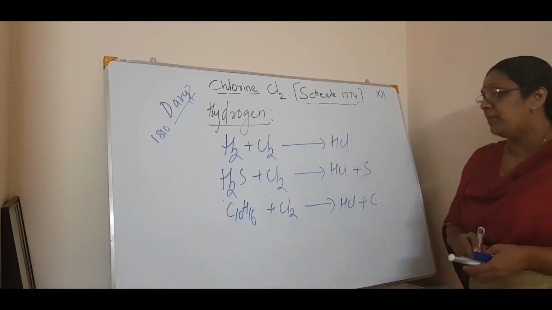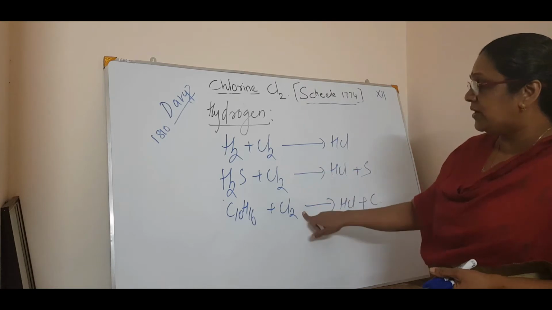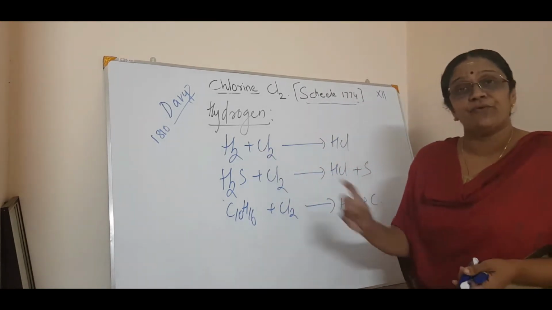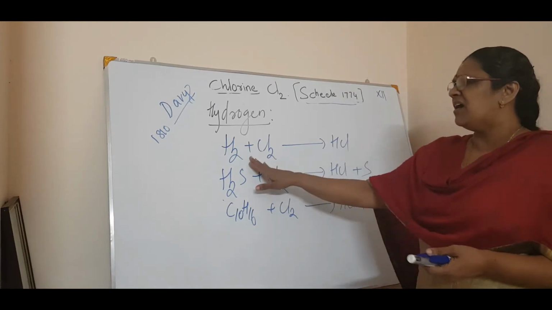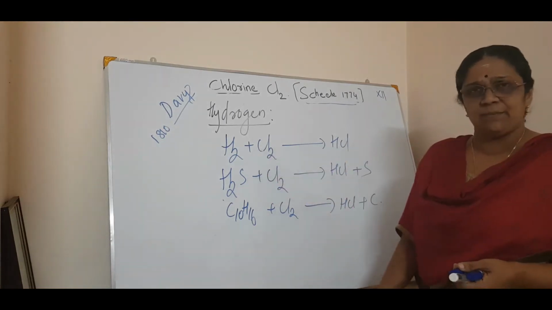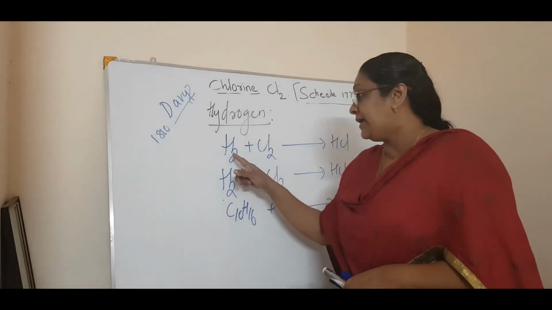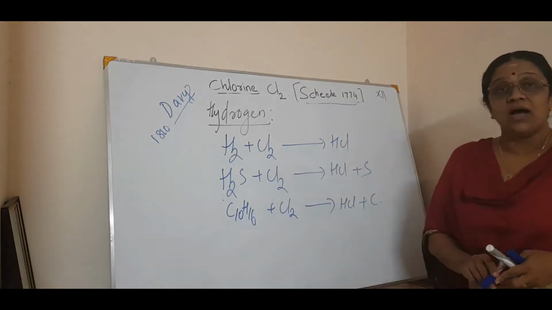It's up to you. Balance it. So, in all these cases, it shows that chlorine has a great affinity for hydrogen. So, just study one or two examples. That is easier for you. This is very easy. We know that hydrogen plus chlorine will give you hydrogen chloride.